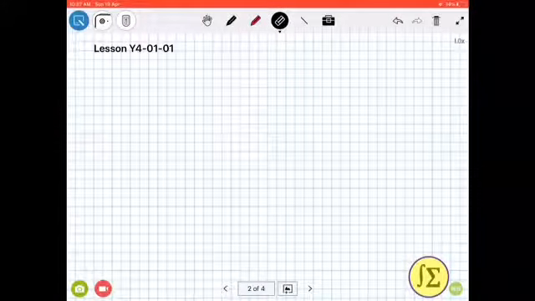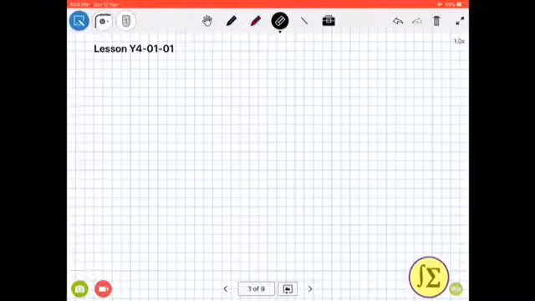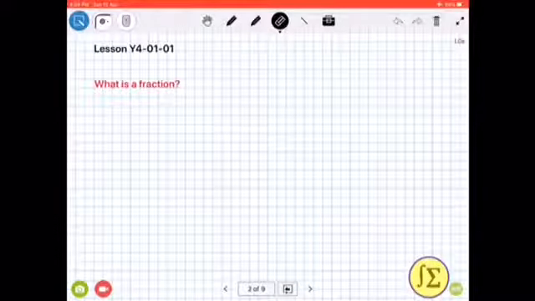Everyone, welcome to my first lesson, and today we're going to look at fractions. Before we get into numbers and equations, it's good for us to have a clear understanding of what a fraction is all about. Okay, so what is a fraction? I would define a fraction as part of a unit or a whole.